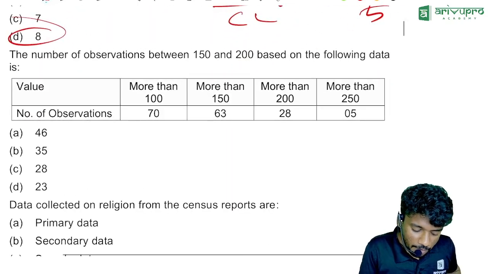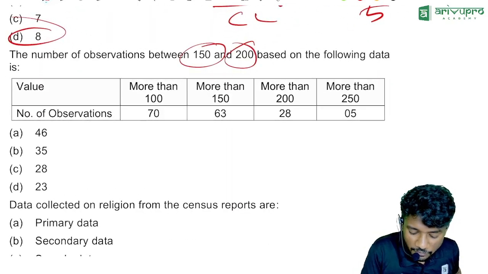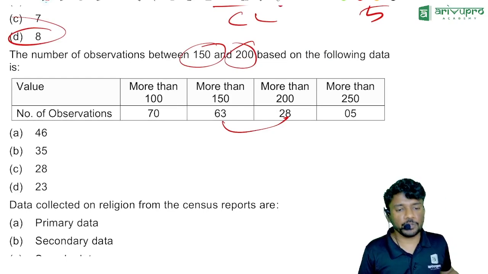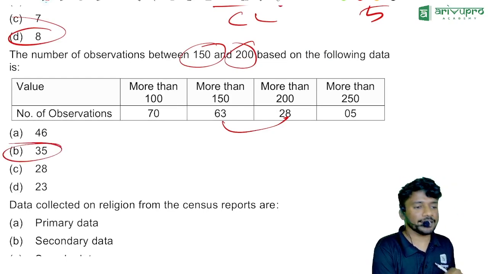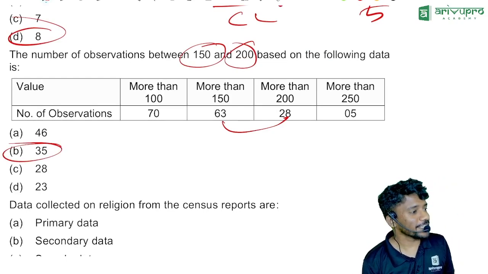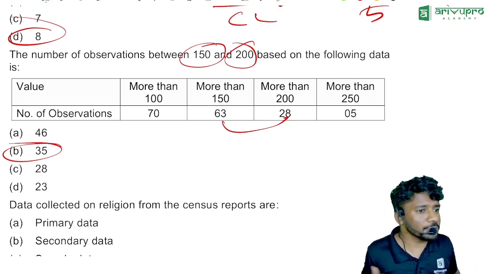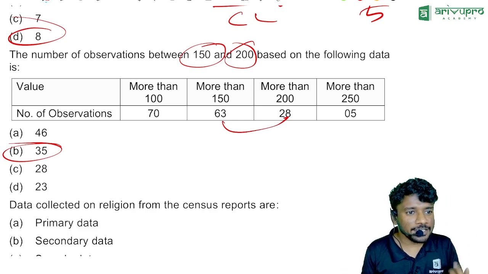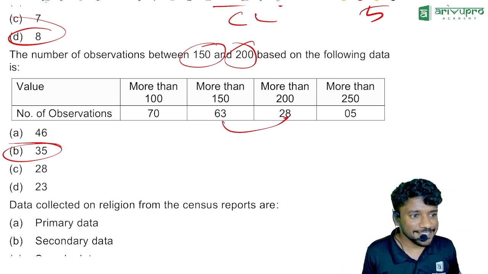Now, the number of observations between 150 and 200. Just take the difference between both of them. Answer is how much? 35. Yes. Good. Hope this question comes for you, so that you can get that mark in 1 second. Yes. Next one.